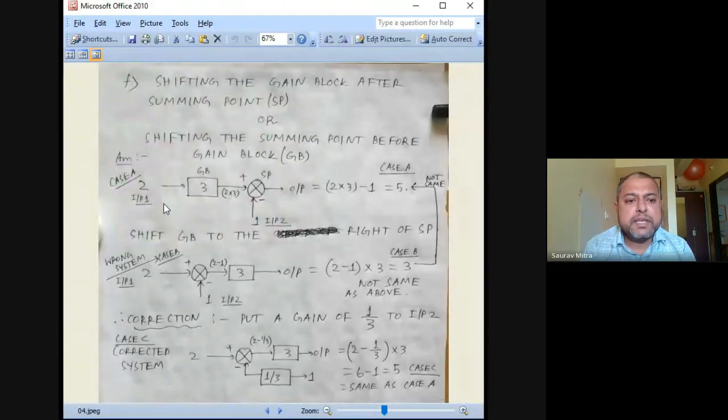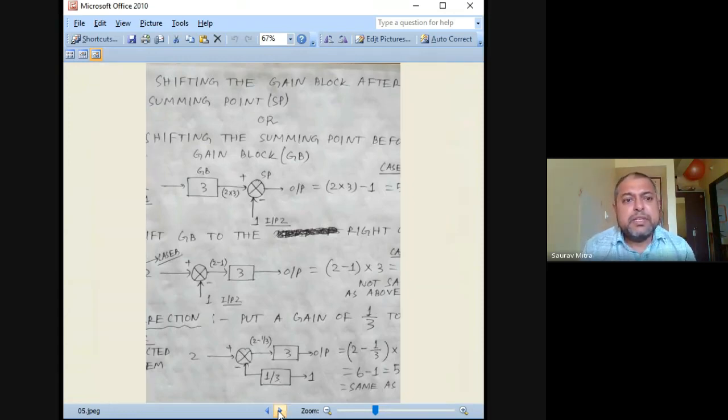So this was the first case. There are mainly 2, 3 basic rules. If we follow them, we can solve all the numericals in this block reduction technique. So last time we had done this. This was a gain block, and this was the summing point. We had brought the summing point before the gain block, and we found that if the gain is 3, we had to add another block with input 2 having a gain of 1 by 3, or attenuation of 3. So this was the change we had done.